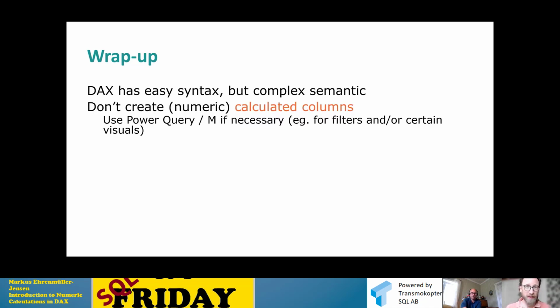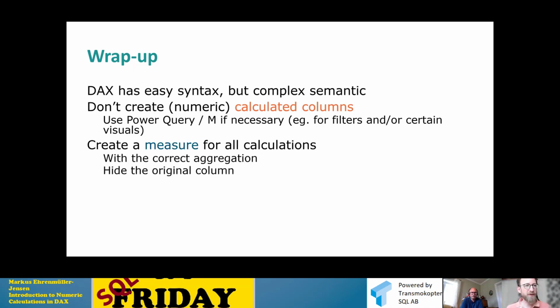I would recommend not creating calculated columns. Stay away from calculated columns as long as you can. Create measures instead. I just introduced DAX with calculated columns because it's easier to see, because you see the result immediately in the table. You have to do calculated columns, or use Power Query M, or calculate them in your data source if you want to filter on them, or if you use certain visuals which do not allow you to use measures. Measures for all of your calculations. No matter which kind of calculation it should be, use a measure for that and not a calculated column, with the correct aggregation, and always hide the original columns.